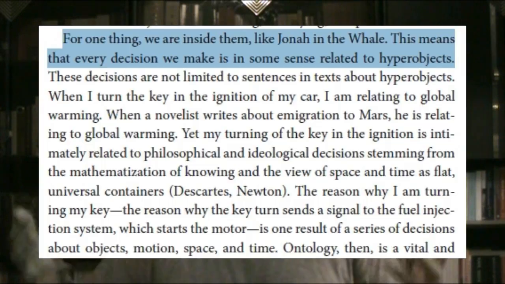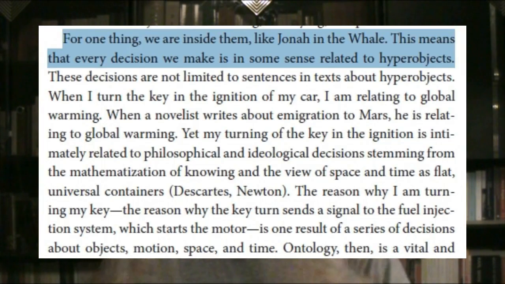We're like Jonah in the whale. To quote Morton, this means that every decision we make is in some sense related to hyperobjects.